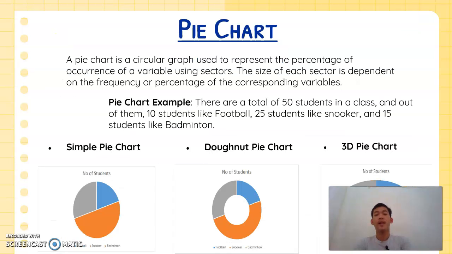Next, pie chart. A pie chart is a circular graph used to represent the percentage of the occurrence of a variable using sectors. The size of each sector depends on the frequency or percentage of the corresponding variable. For example, in this pie chart, there are a total of 50 students in a class, and out of them 10 students like football, 25 students like snooker, and 15 students like badminton. This is for the simple pie chart, donut pie chart, and a 3D pie chart.